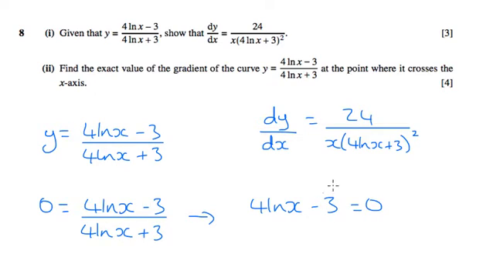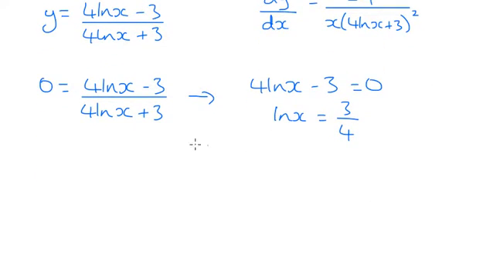to equal 0. If I add 3 on and divide by 4, I get that ln x needs to be 3/4. And if ln x is 3/4, if you remember that if y equals e to the x, then x equals ln y, then to get the x, we can do what we've got here. We can do e to the power of 3/4, and that will give me this value here. So x is equal to e to the power of 3/4.